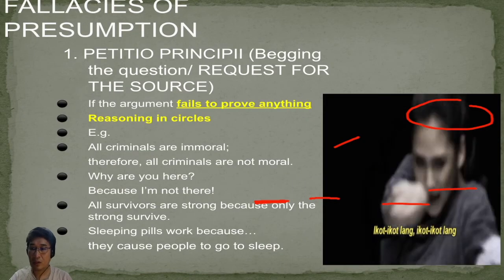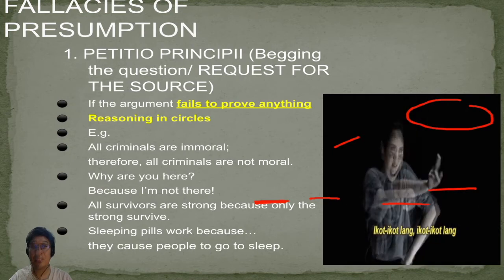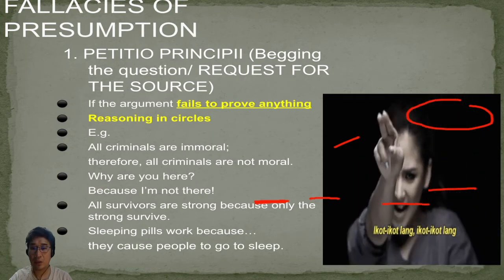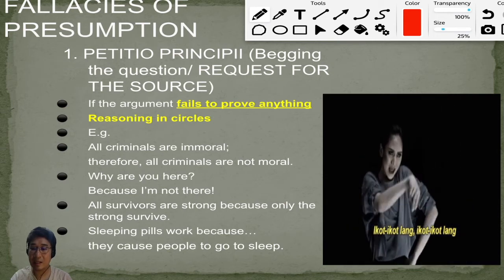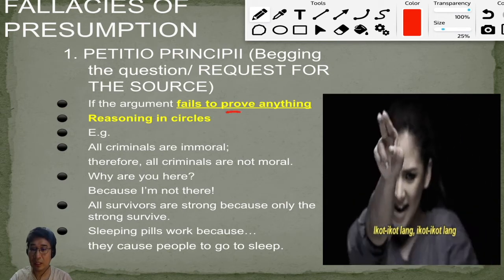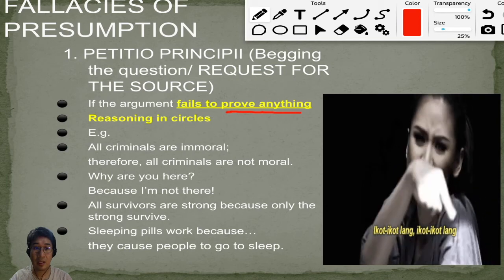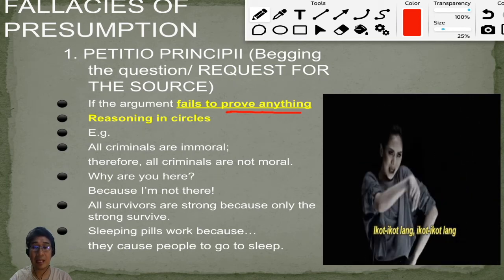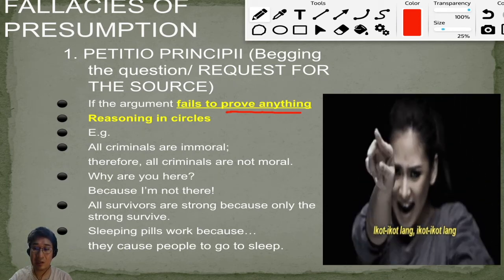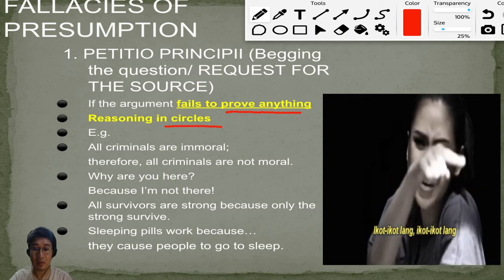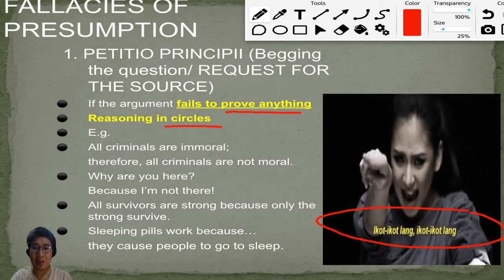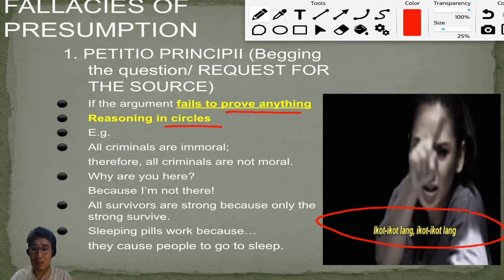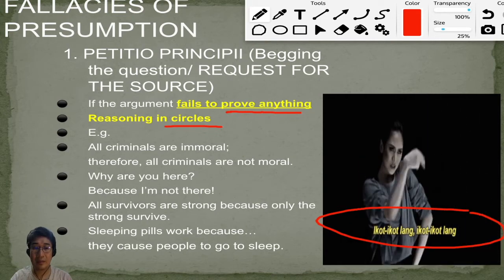Begging the question or PETITIO PRINCIPII, ang keyword that we're going to use here is it's a fallacy that doesn't prove anything. Hindi siya nagpapatunay ng kahit ano kasi you're just reasoning in circles. Paikot-ikot lang, sabi ni Sarah dito. Example, all criminals are immoral. Therefore, all criminals are not moral.